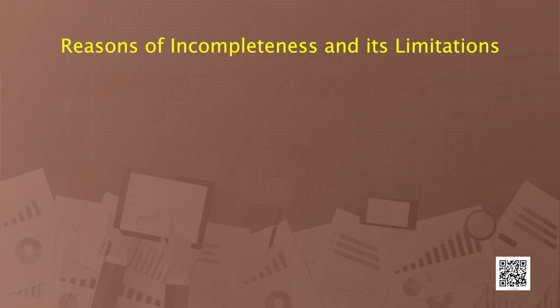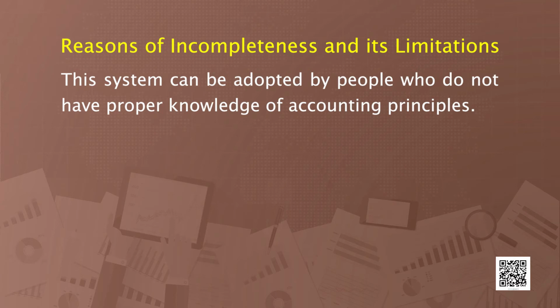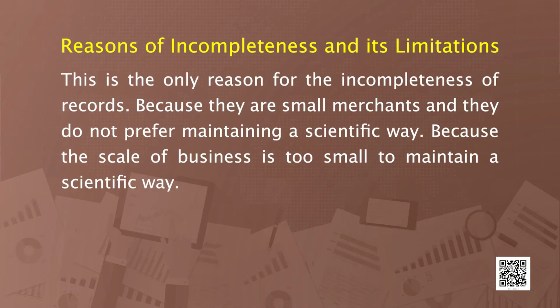Now, we are going to study what are the reasons of incompleteness. This system can be adopted by people who do not have proper knowledge of accounting principles. As I said, small merchants maintain incomplete records. They do not have complete knowledge of double entry. That's why they maintain their accounts their own way. That is the main reason for the incompleteness of records, because they are small merchants and they do not prefer maintaining a scientific way, because the scale of business is too small to maintain a scientific way.